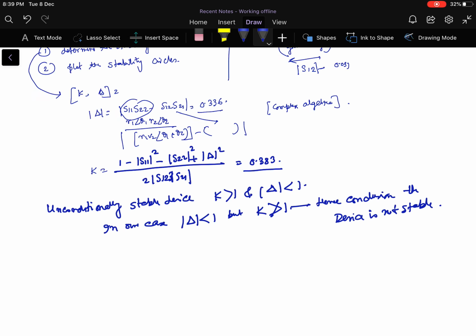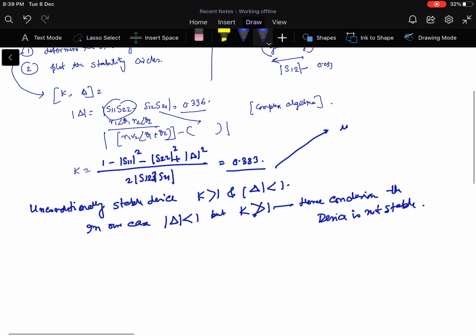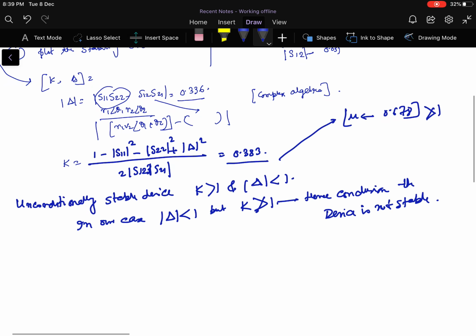Now I have to draw the stability circle. I can also calculate the value of mu separately. The value of mu comes around 0.678, which is not greater than 1. So again the conclusion is the device is unstable. Either route you go, it tells you that the device is not stable.